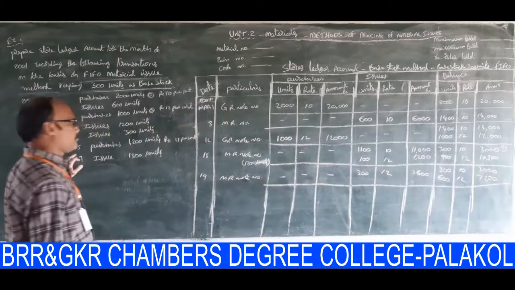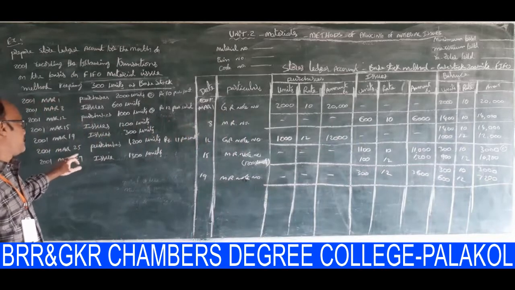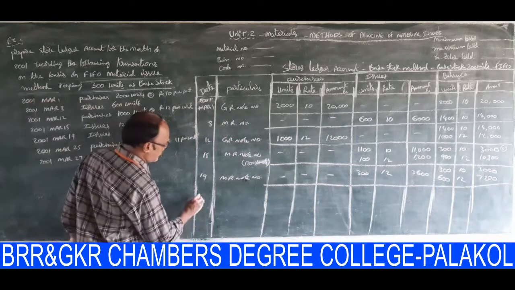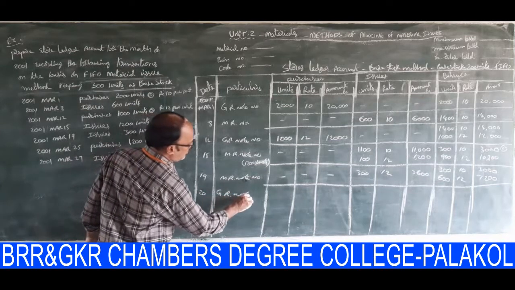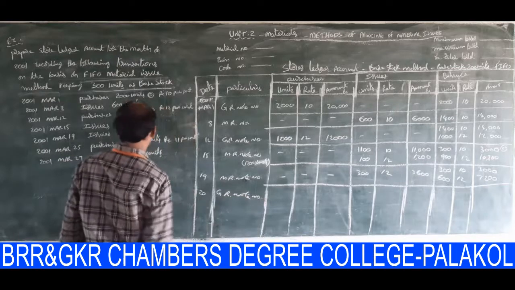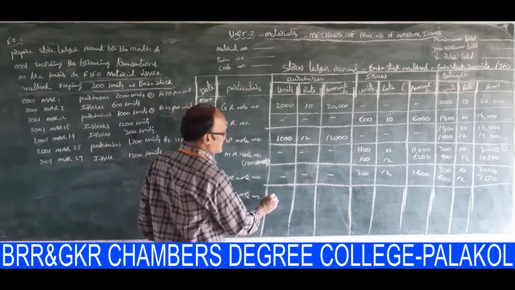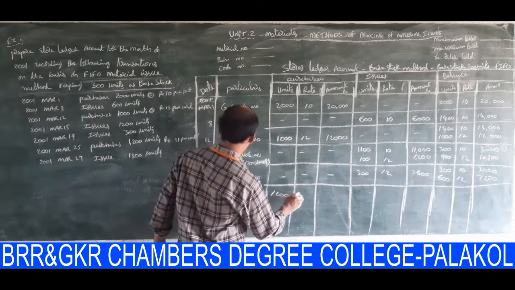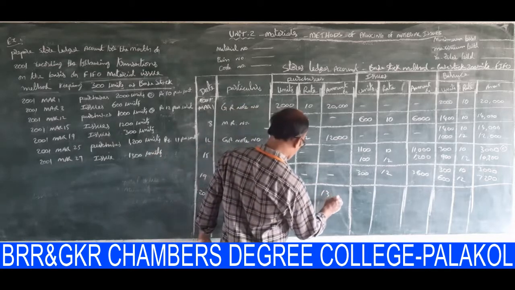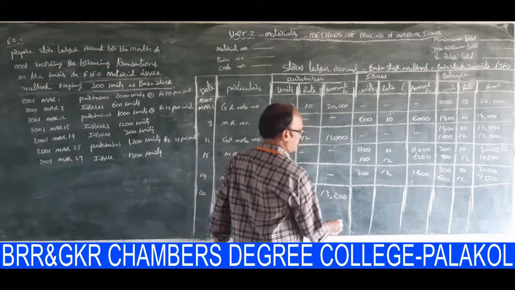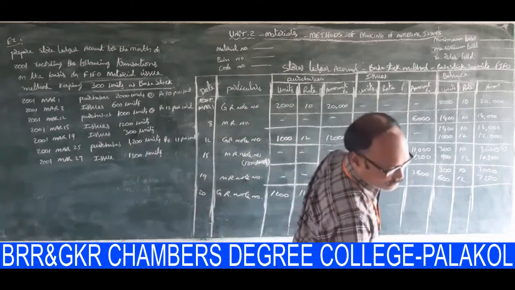Next one, March 25th, purchases. GRN number. How many units are purchased here? 1200 units at the rate of 11 per unit, 13,200.